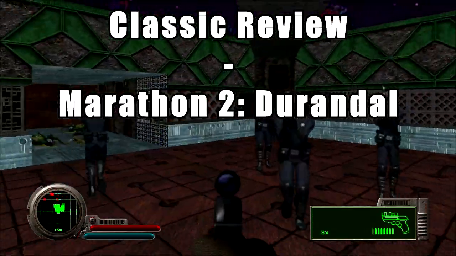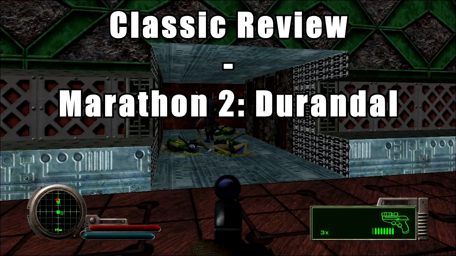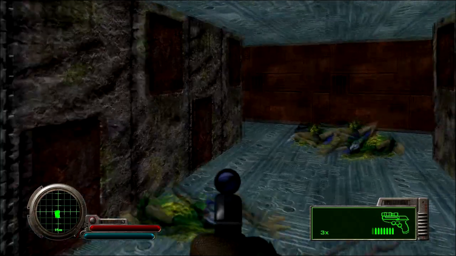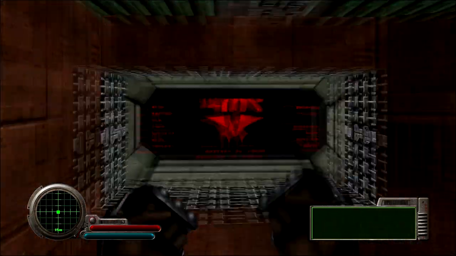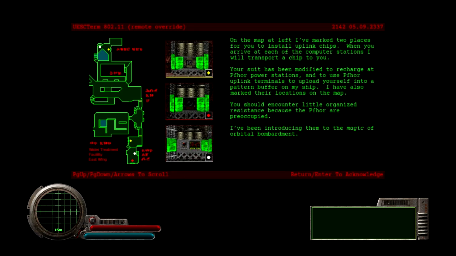This is Marathon 2 Durandal, originally for Macintosh, but later released on PC, Linux, and Xbox Live Arcade. This is a first-person shooter by Bungie software and the sequel to the original Marathon. It was released originally for Macintosh in November of 1995, and it got ported to PC the following year, so this is actually the first game in the series to really grace PCs.